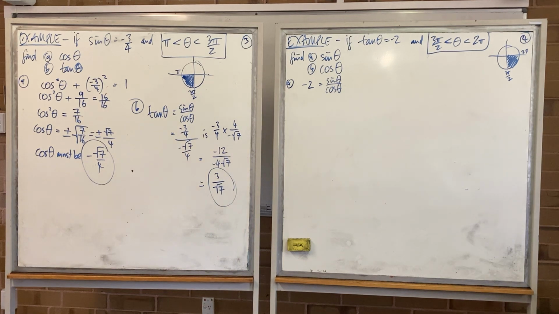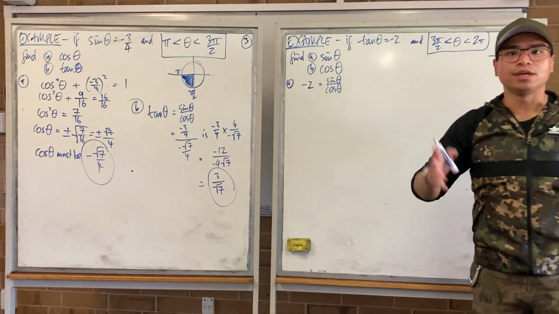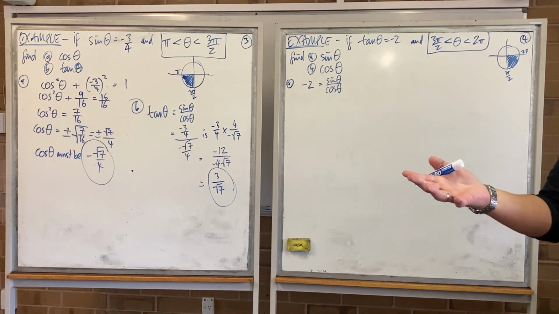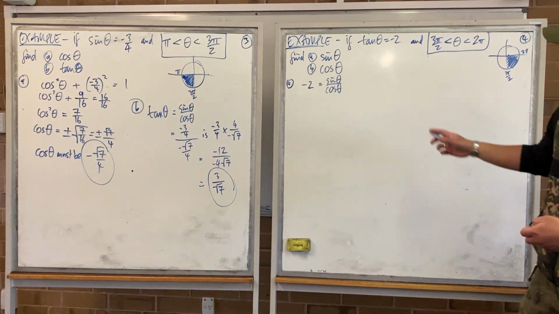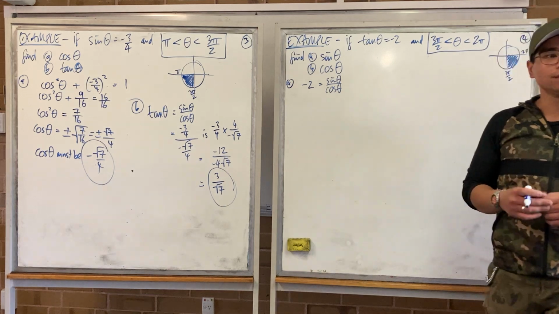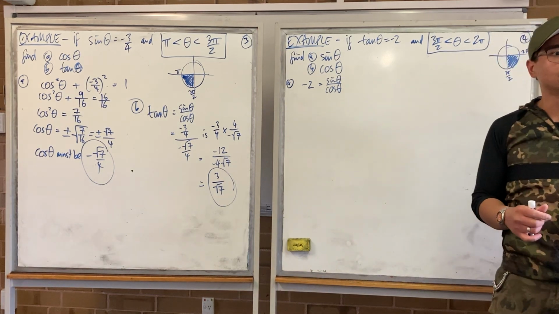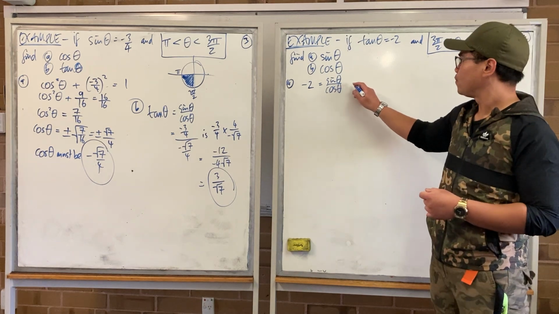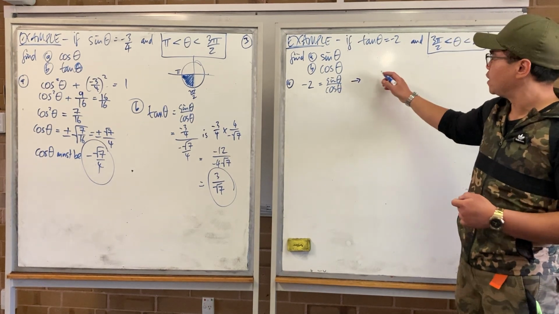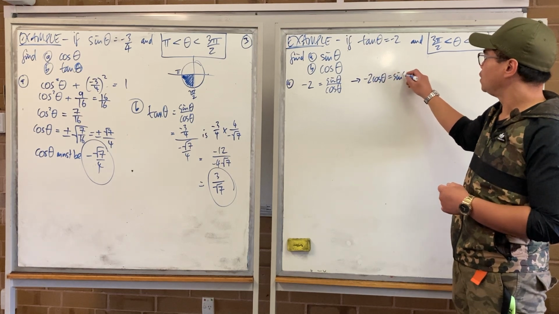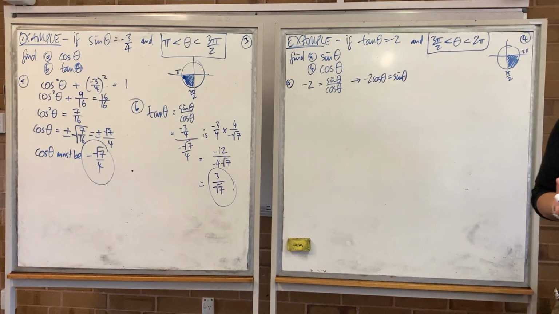And you're like, well, I've got 2 unknowns here. I'm not going to be able to solve anything. Do something. Try things. If I wanted to get rid of cos theta, it's on the bottom. It's dividing. What's the opposite of dividing something by cos theta? Timesing. So this I could rearrange to be negative 2 cos theta is equal to sine theta. Doesn't help me.